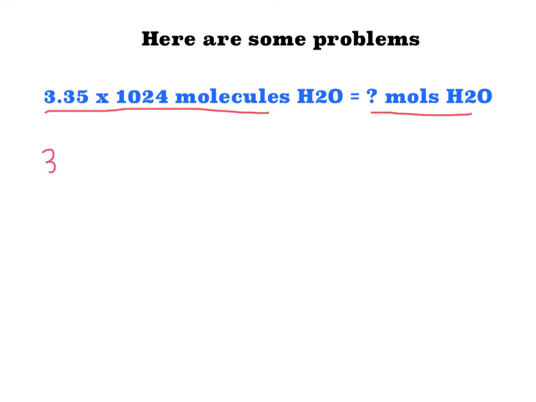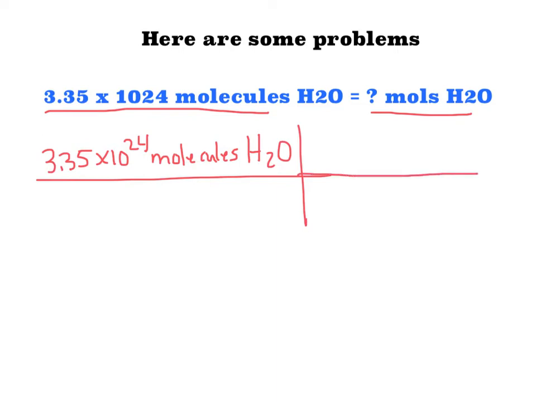We start out with what we're given, 3.35 times 10 to the 24th. That makes a difference. You have to include it. I know you have to write out the whole word molecules, and I want you to write the H2O. That's a lot of writing, but trust me, it can be done, and there's a reason why I want you to do it. Think about this without even looking at the map. What we're going to do is take this unit and copy it down. That's what we do each time.